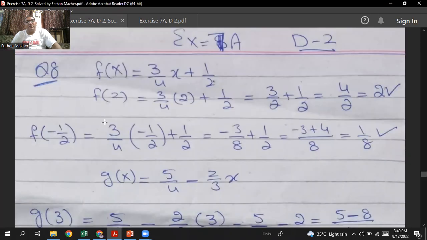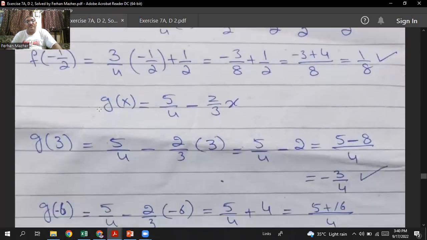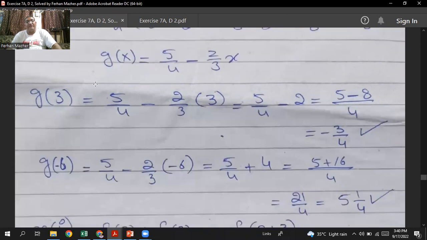Okay. Now g of x is given. The g of x formula is 5 by 4 minus 2x by 3. The first question is, what is the value of g of 3? So that will be 5 by 4 minus 2 into 3 by 3, and that will be 5 by 4 minus 2. So take the LCM, so it will become 5 minus 8 divided by 4, and that will be minus 3 by 4.